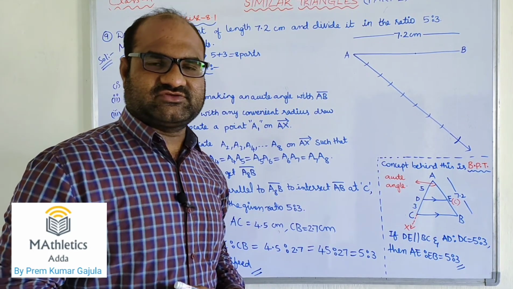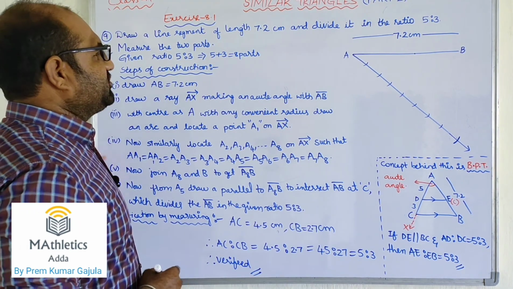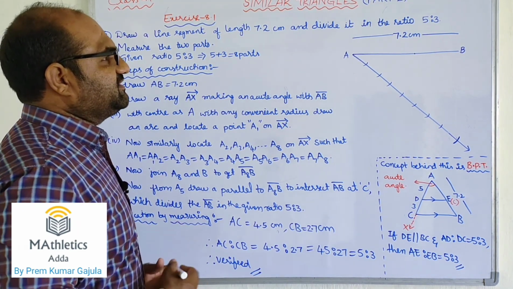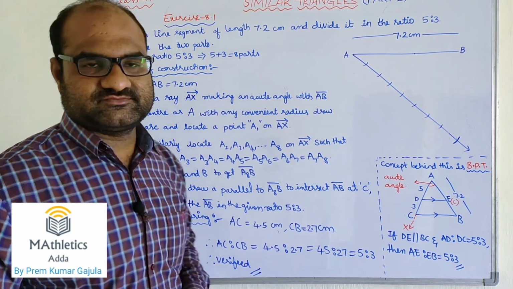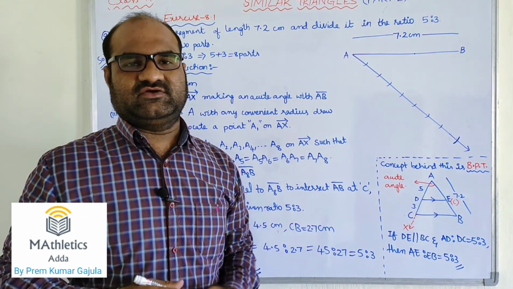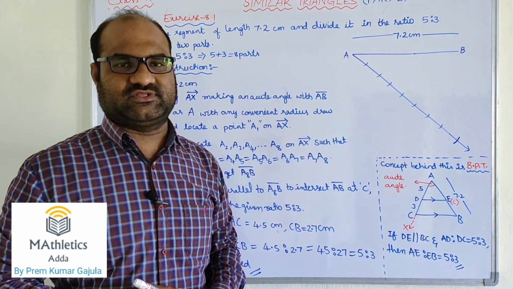Now let us look at the last question of this exercise. Ninth question, draw a line segment of length 7.2 centimeter and divide it in the ratio of 5:3 and measure the two parts. Okay, the given length of the line segment is 7.2 centimeter and the given ratio is 5:3.